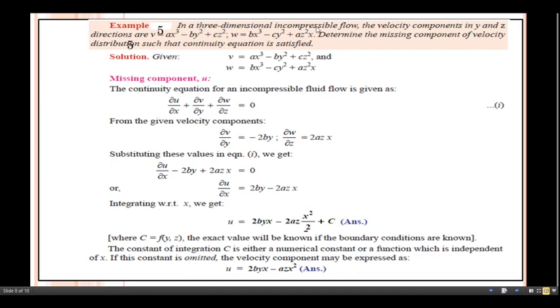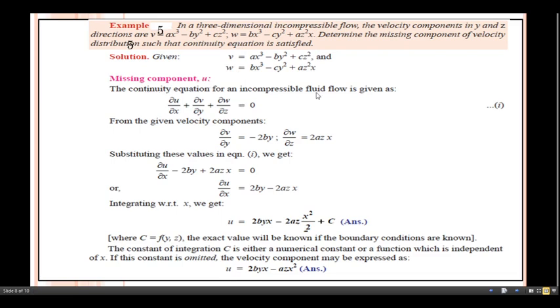In a three-dimensional incompressible flow, the velocity components in y and z directions are v = a x³ − b y² + c z², w = b x³ − c y² + a z² x. Determine the missing component of velocity distribution such that the continuity equation is satisfied. So here the missing component, our target is to get the value for u, the u component.